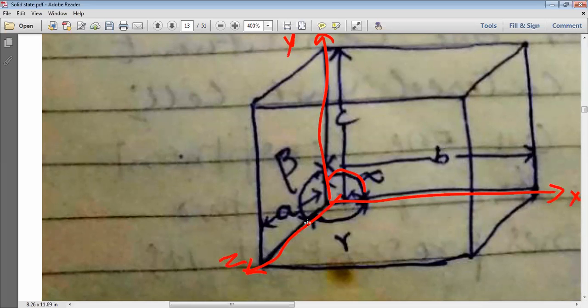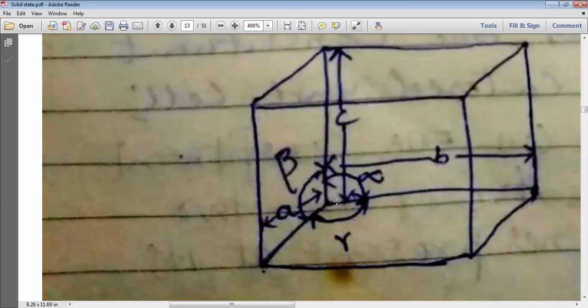The angle between the x-axis and y-axis is known as alpha. In the same way, the angle between the y-axis and z-axis is known as beta. And the angle between the x-axis and z-axis is known as gamma. So this is how we understand alpha, beta and gamma. These are the angles found between the various axes.